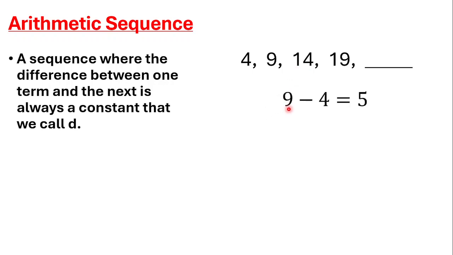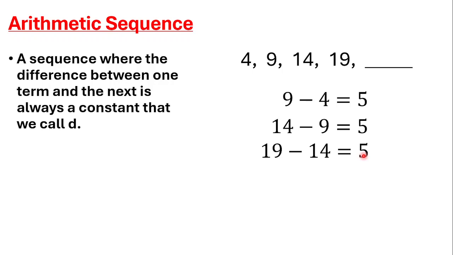So let's consider 9 and 4. 9 minus 4 is 5. So when we subtract 4 from 9, we get 5. That's a specific number. Let's look at 14 and 9. When we do 14 minus 9, when we find their difference, we get 5. So the difference of 14 and 9 is 5. That's the same number. Next, let's consider 19 and 14. When we do 19 and 14, the difference is 5.